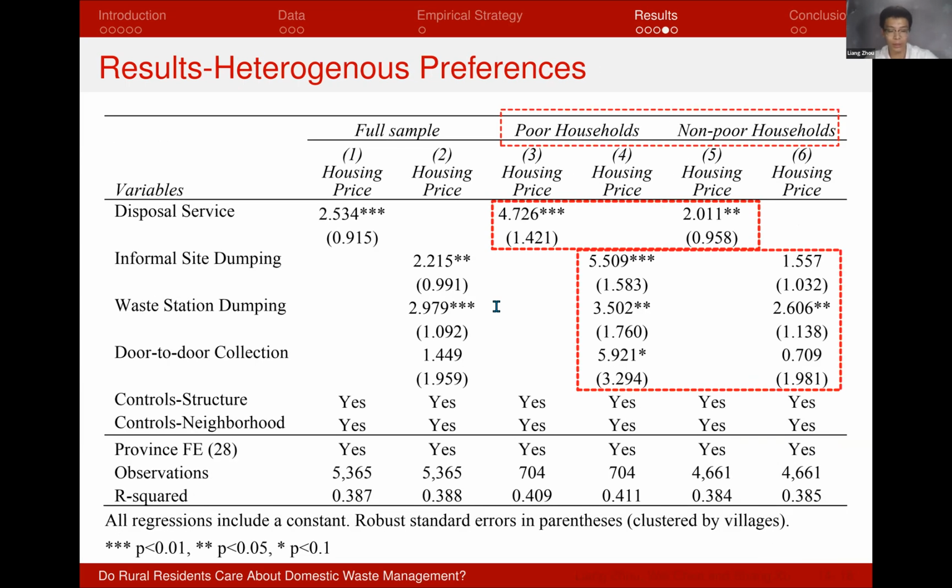Third, we examine the preferences for waste disposal services among different income groups, that is, poor and non-poor residents. The independent variable here is the domestic waste treatment services that residents can obtain at the household level. In the first and second columns, the full sample regression results are similar to the previous village level result. After grouping households by income, poor households are more willing to pay for waste disposal than non-poor households, which may be due to their poorer living condition and higher demand for waste disposal services.